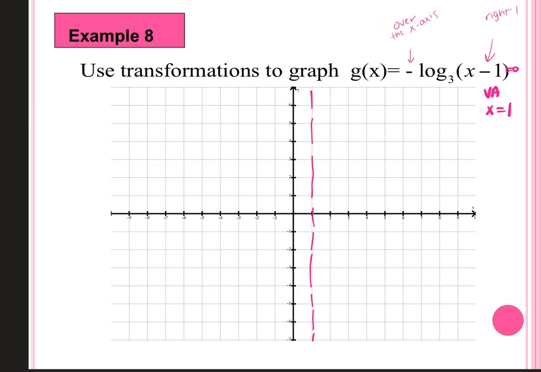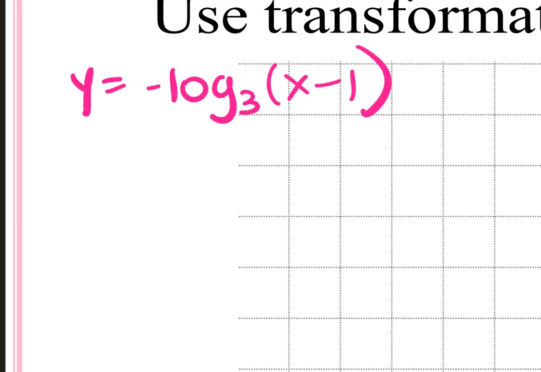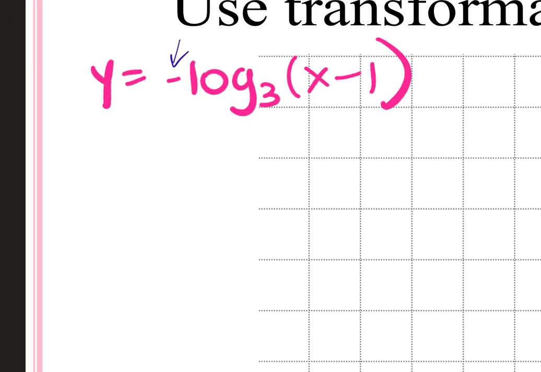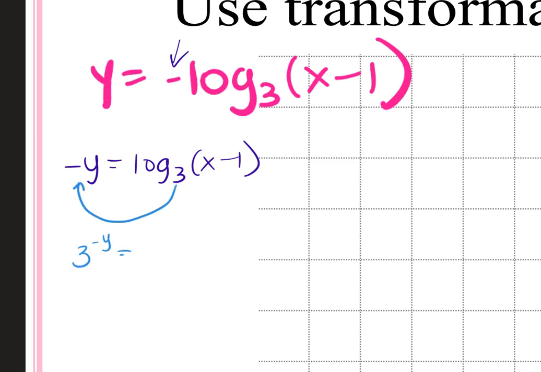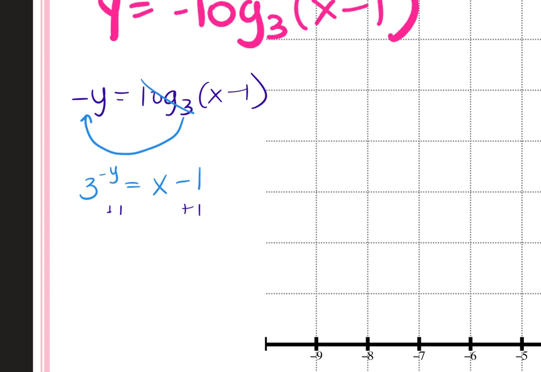Now I'm still going to use a t-chart, so I'm going to change that to y equals negative log base 3 of x minus 1. And before I can convert it to exponential, I have to get rid of anything that's on the front of this log. So if there's a negative there, I'm going to multiply by negative 1 to get rid of it. If there was a scalar there, if it said 2, I would divide both sides by 2. So you have to get rid of anything that's on the outside of that log first. So this becomes negative y equals log base 3 of x minus 1. Then the 3 picks up a negative y, drops off leaving x minus 1. And then I'm going to solve for x, so I'm going to add the 1. And I get 3 to the negative y plus 1 equals x.